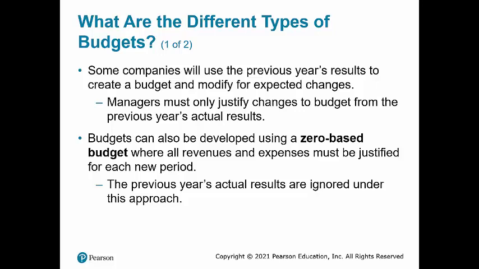As an alternative, budgets can also be developed using what is called a zero-based budget. In zero-based budgeting, all revenues and expenses must be justified for each new period. This approach assumes that operations are being started for the first time and the previous year's actual results are ignored. Zero-based budgeting is an effective way to limit the inflation of budgets and control unnecessary expenses.